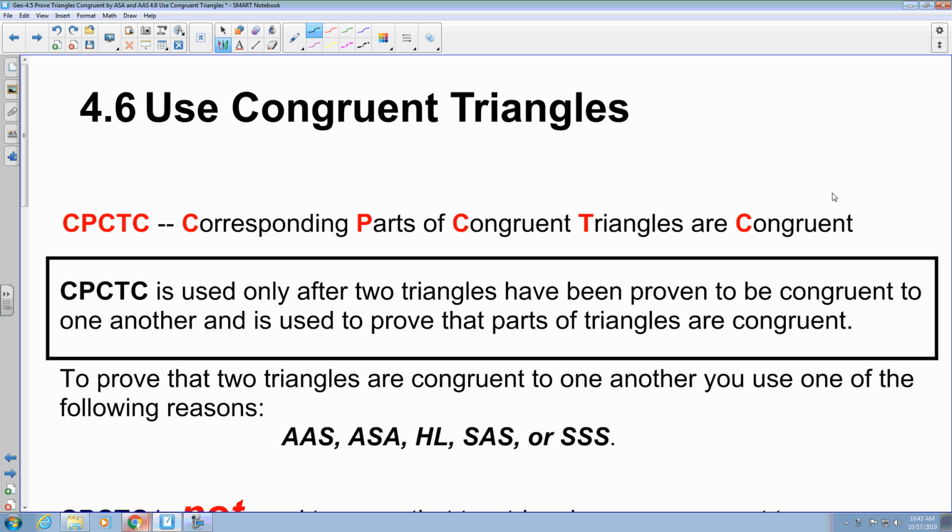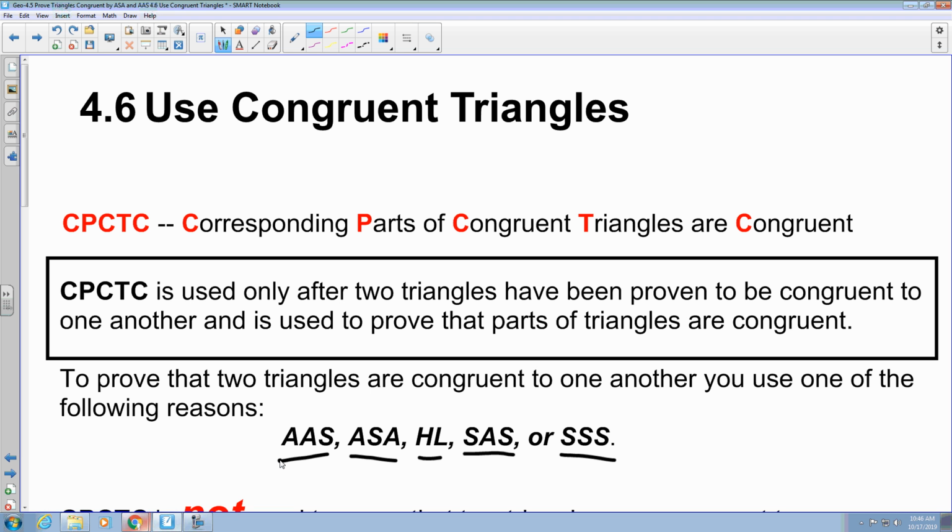All right, we're in section 4.6 where we're going to use congruent triangles. So over the last 3 or 4 sections, we've been able to discover that there are different ways that we can prove that triangles are congruent. So it's either by angle, angle, side, angle, hypotenuse, leg, side, angle, side, or side, side, side congruency.